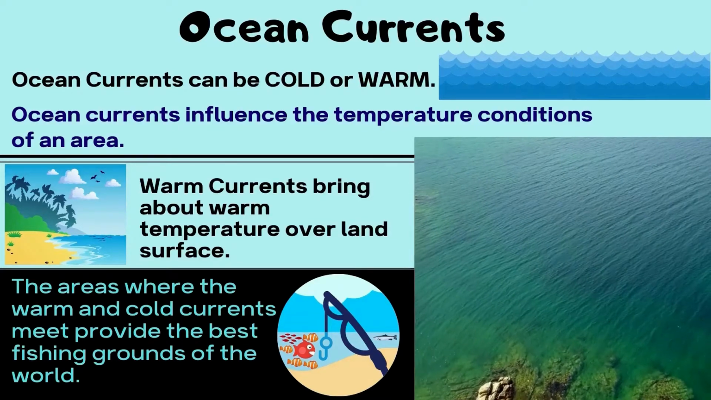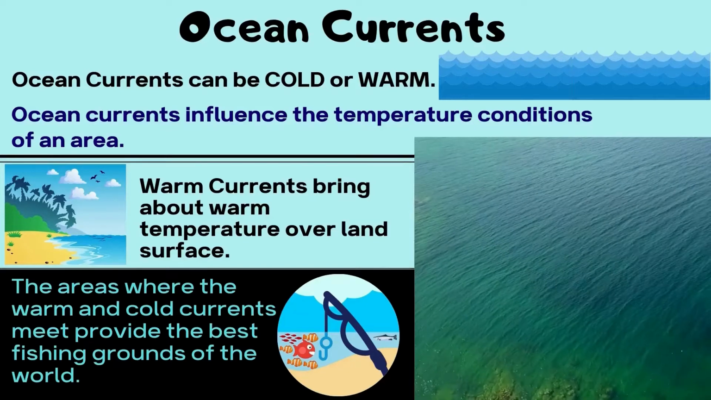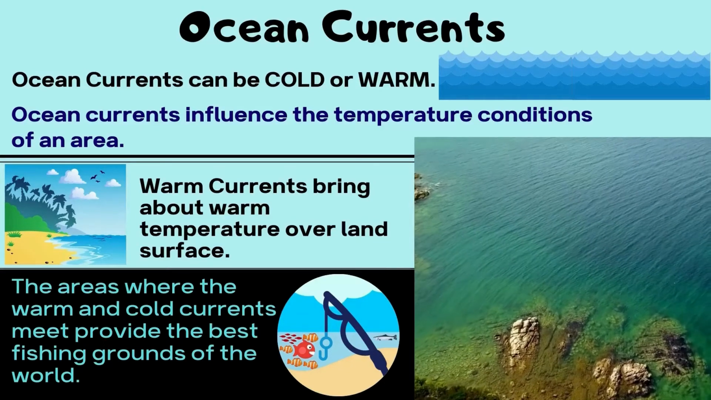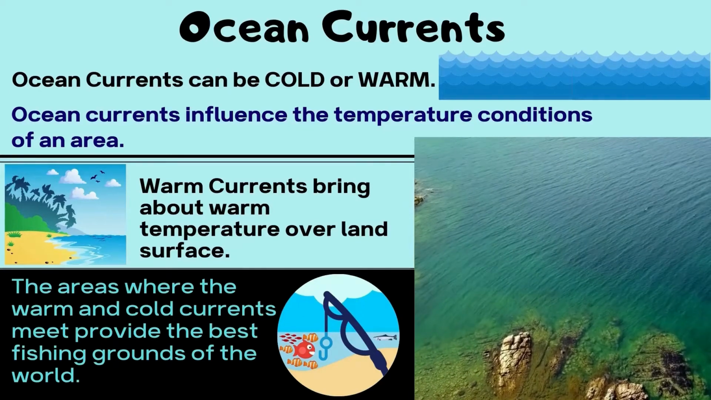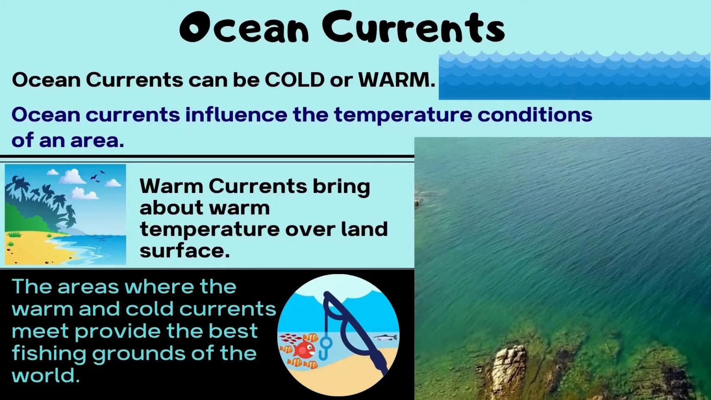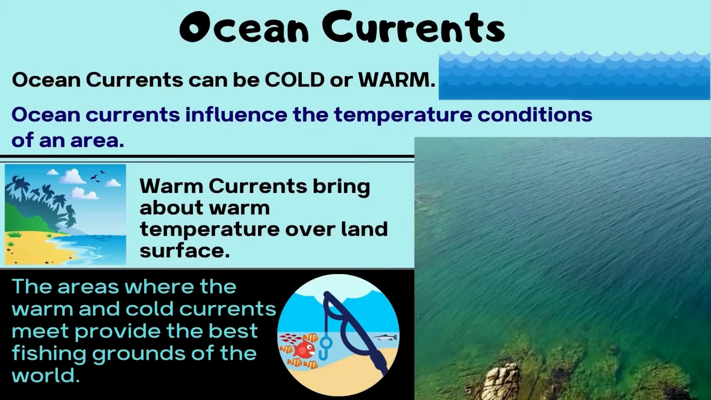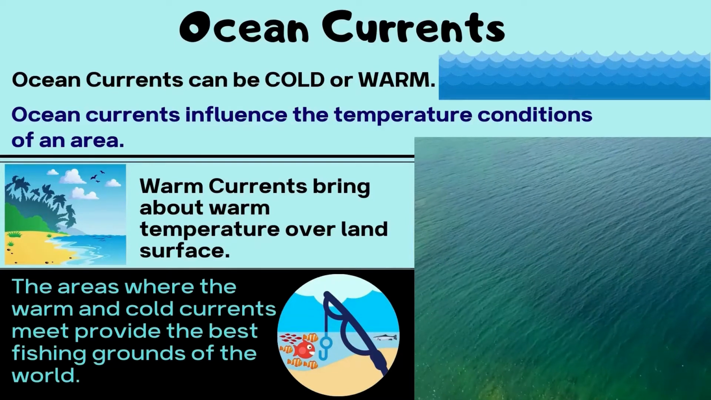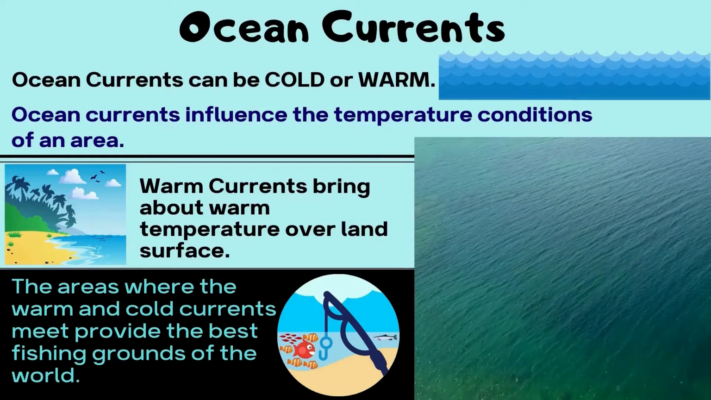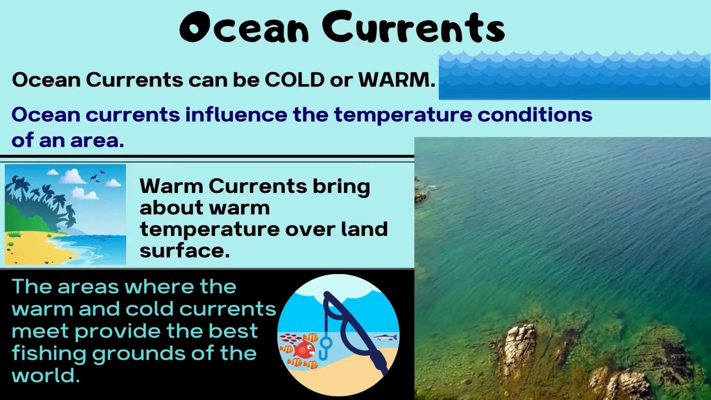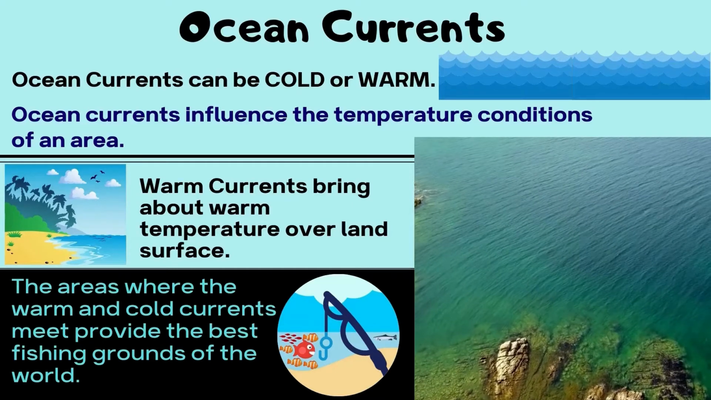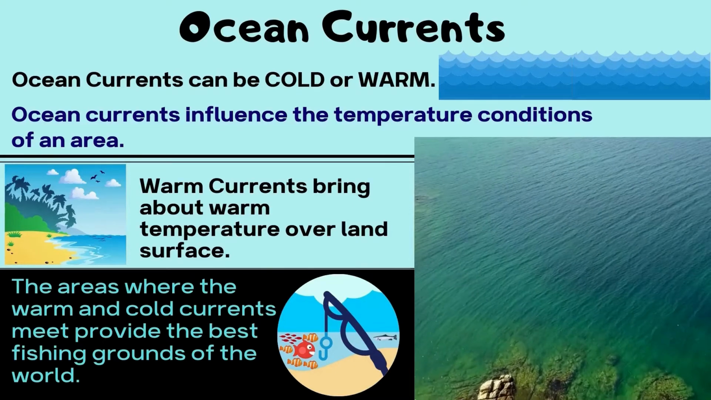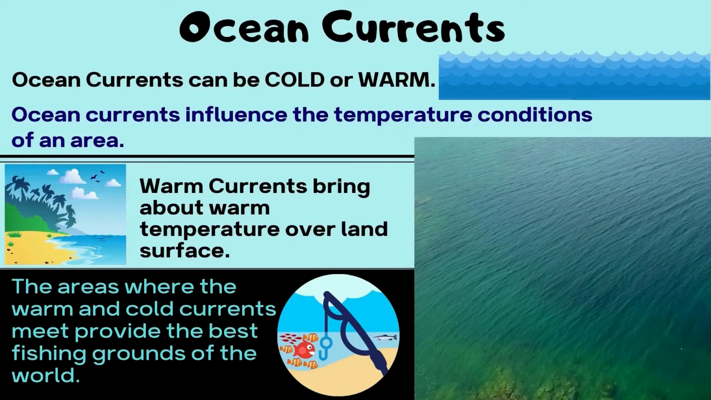Look at that circle. In the circle, there's lots of fish in the sea. Can you see that? Those are the areas in the ocean where the warm and cold ocean currents meet. And those areas provide the best fishing grounds of the world. You'll see a lot of fish in those areas where warm and cold ocean currents meet.